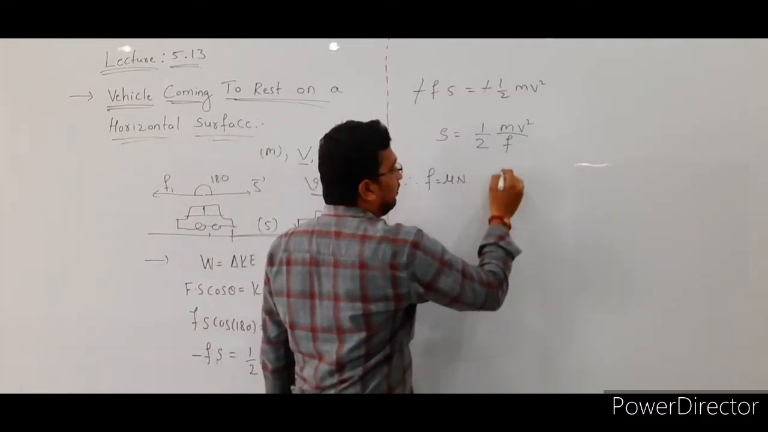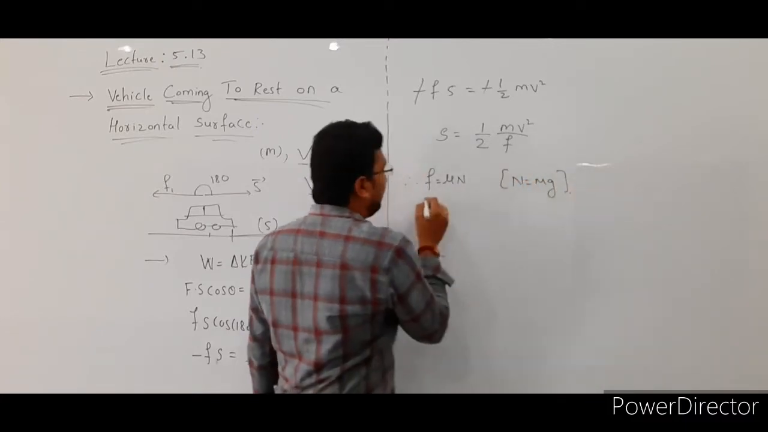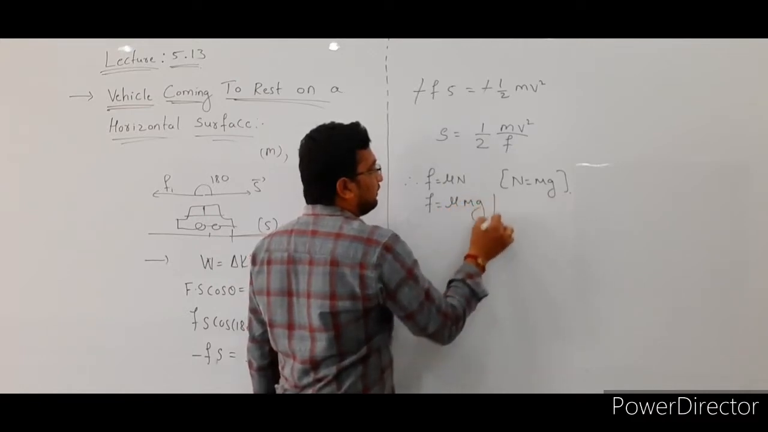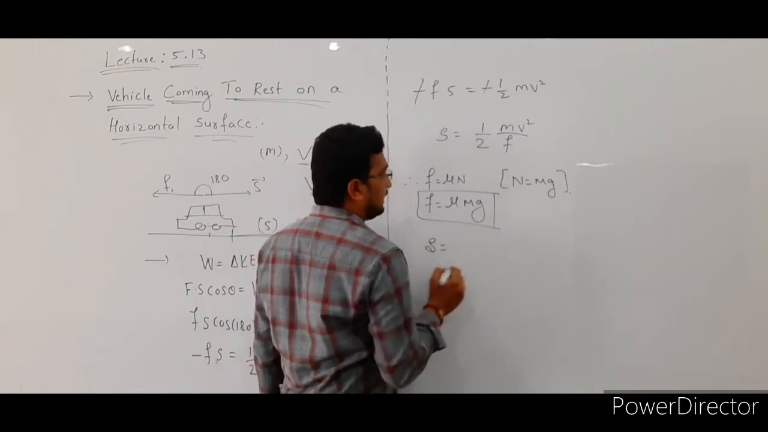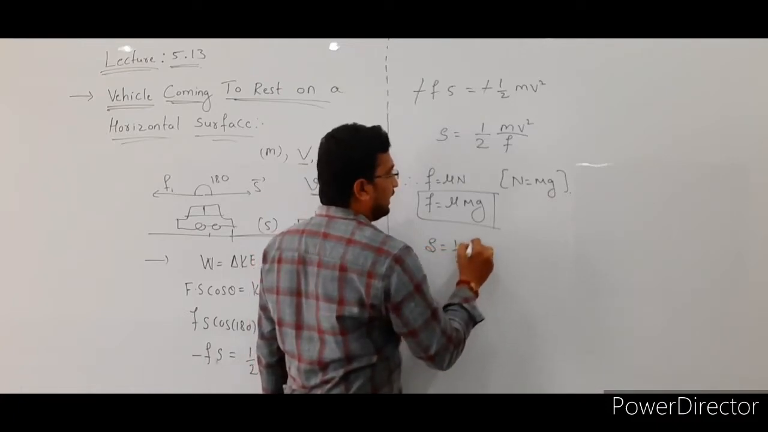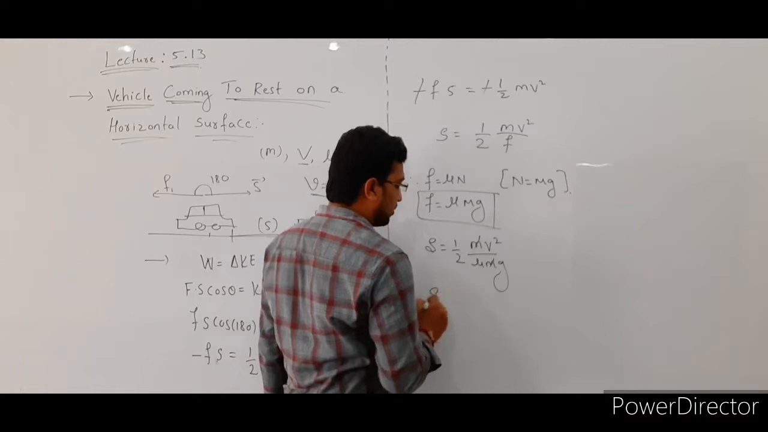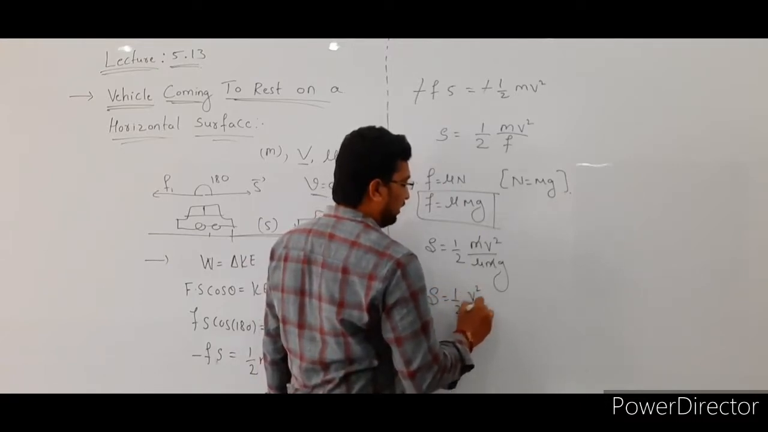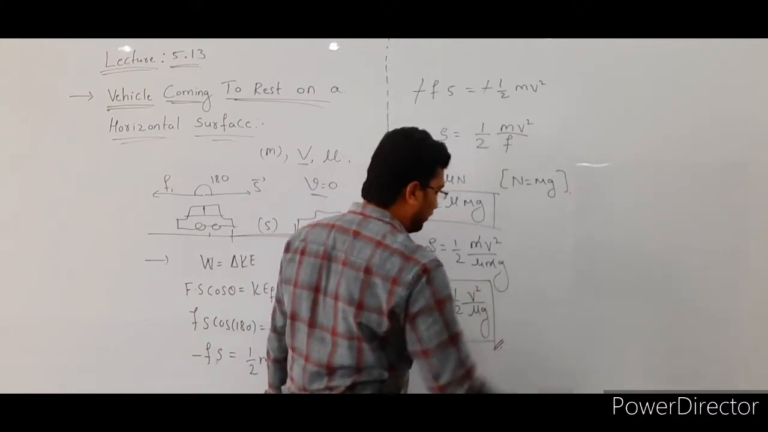So here N value is m into g. Substitute here, then friction force F is equal to mu into m into g. Then substitute this F value in this equation. The stopping distance is equal to 1 by 2 m into v square divided by mu into m into g. So here m gets cancelled, then the stopping distance is equal to 1 by 2 v square divided by mu into g. So this gives the stopping distance of the vehicle.